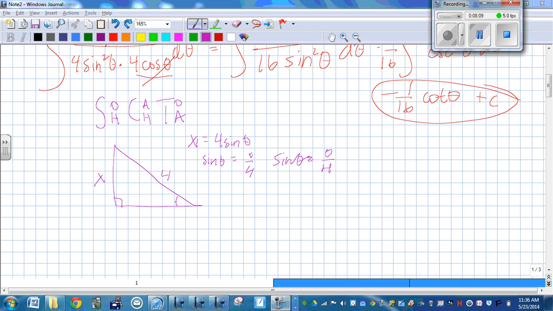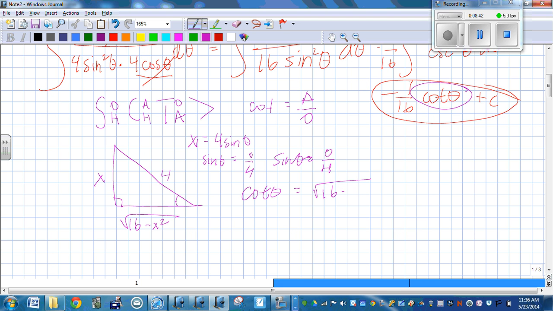Sorry about that. We are back with calculus. Here I said that you could just go with the thing that we were trying to find earlier, which is square root of 16 minus x squared. That's our third side. Since we can't have theta in our final answer, we have to find cotangent of theta. Cotangent is adjacent over opposite. You guys should know that. So adjacent is square root of 16 minus x squared over opposite, which is x.